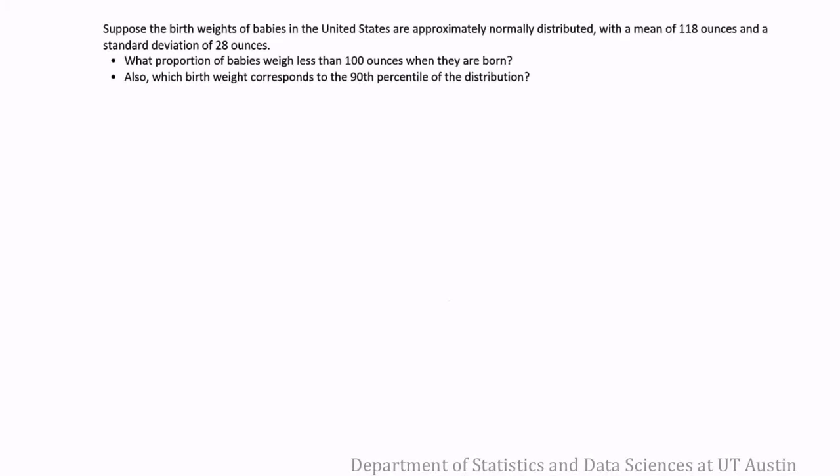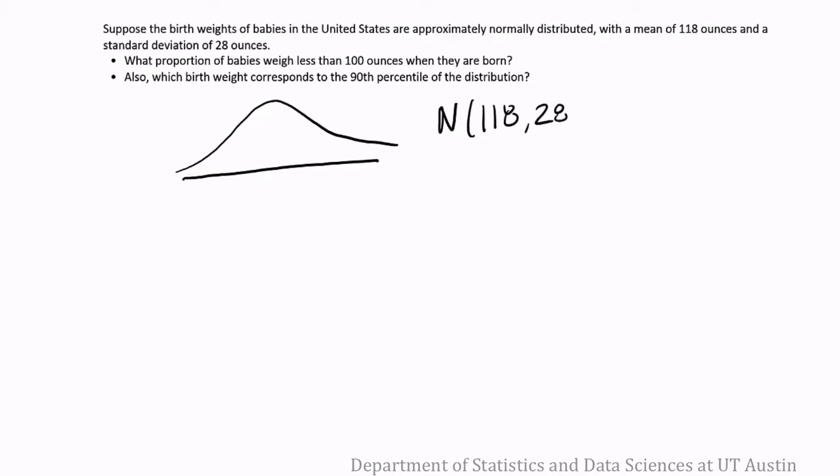In this hand calculation video, we're going to be calculating z-scores and finding the probability under different areas of the normal distribution. So for this problem, our population of interest is the birth weights of babies born in the United States. And we see that they are normally distributed with a mean of 118 ounces and a standard deviation of 28 ounces. So for the first question, it's asking what proportion of babies weigh less than 100 ounces.